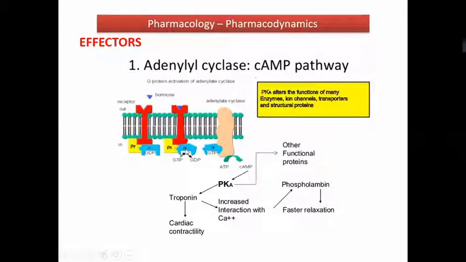activate another system, like the conversion. Like, for example, if this is an enzyme, it will cause the conversion of your GTP to GDP, okay, which in turn will activate now this enzyme adenylate cyclase. The adenylate cyclase is responsible for the conversion of your ATP to cyclic AMP. So ultimately, this cyclic AMP that is produced in this process is responsible now for expressing the effect of the initial hormone that caused the interaction with the receptor.